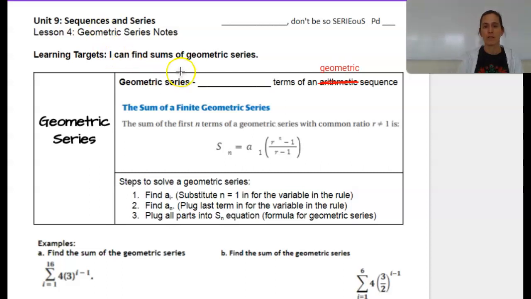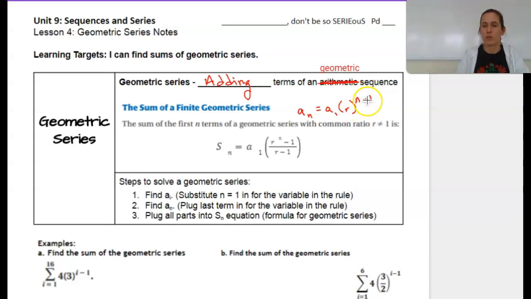We're going to be able to find the sums of a geometric series. A geometric series is adding all of the terms of a geometric sequence. A geometric sequence, one more time, is a sub n, meaning a very specific term in the sequence, equal to the initial term times your geometric ratio raised to the n minus 1.